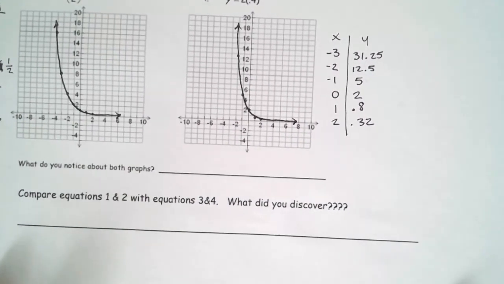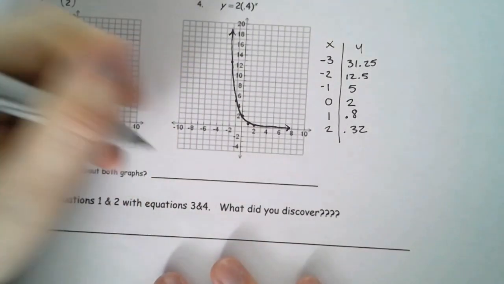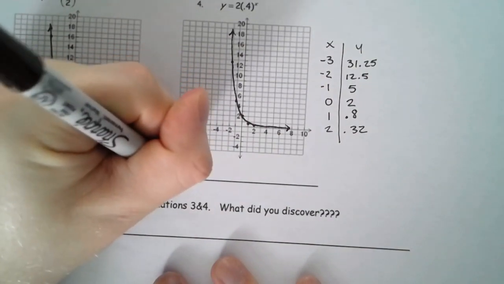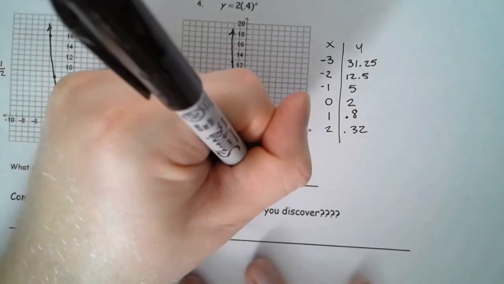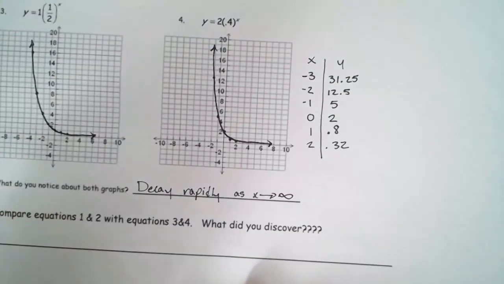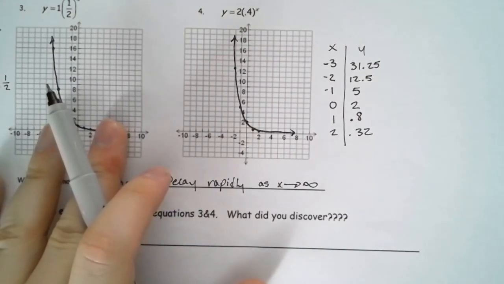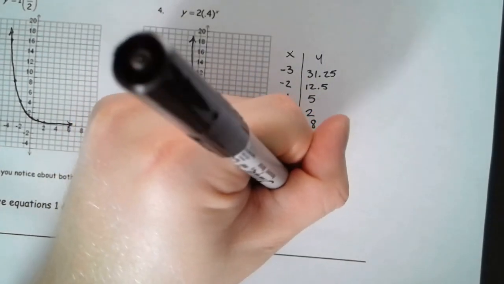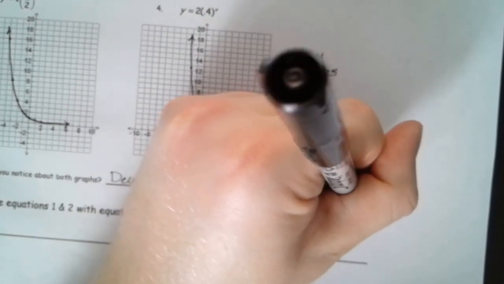And here at the bottom it says, what do you notice about both graphs? So these graphs both decay rapidly as x approaches infinity. So as we start plugging in larger and larger x values, it gets closer and closer to 0. Add that as well. Approaches 0 for both of these cases.